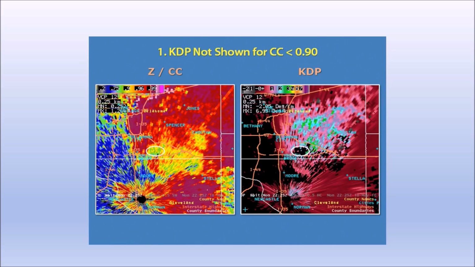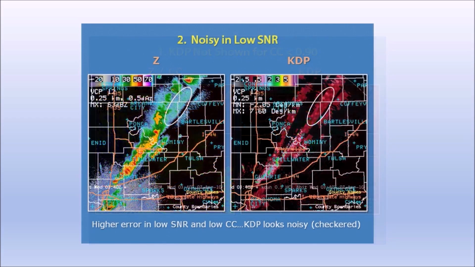Here is an example from 2225 UTC on May 10, 2010 of a supercell that moved through central Oklahoma. It produced up to softball-sized hail and an EF4 tornado. Looking in the hail core, white circle, where the softball hail was falling, we see CC below 0.9. Toggling over to KDP, we see that in this region, KDP is not computed and appears as a black hole in the data. Noisy and low signal-to-noise ratio.